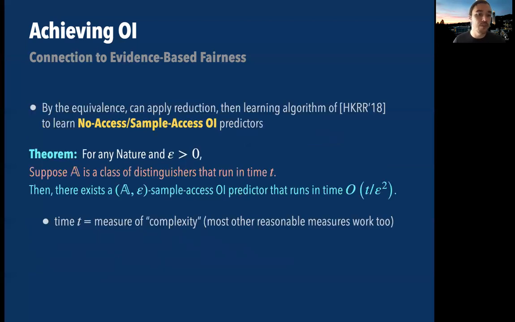Good. So just off the shelf then, by appealing to prior work, we can say that OI is feasible and in a bounded sample complexity, and arguing that we can actually implement these predictors in a complexity that scales with the class of the distinguishers.